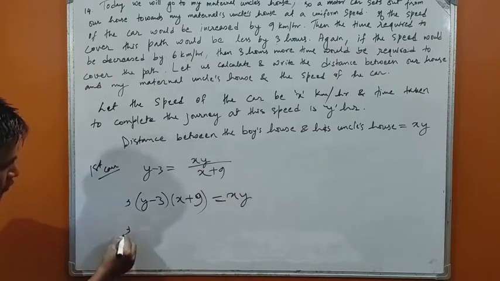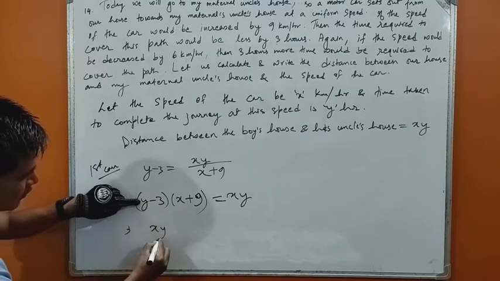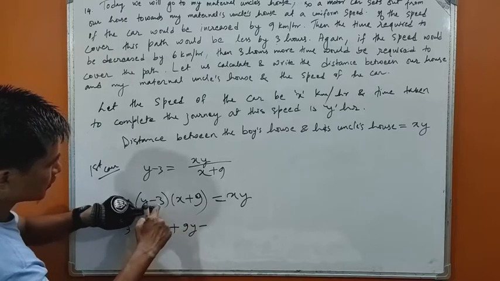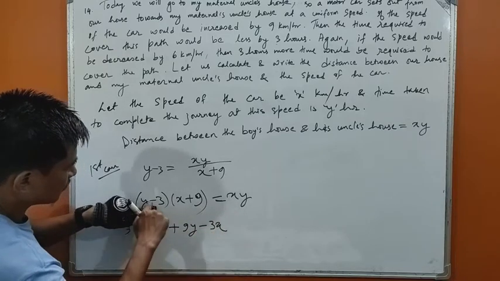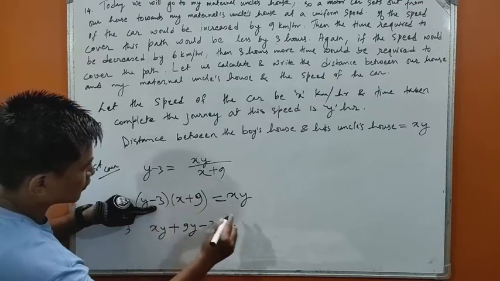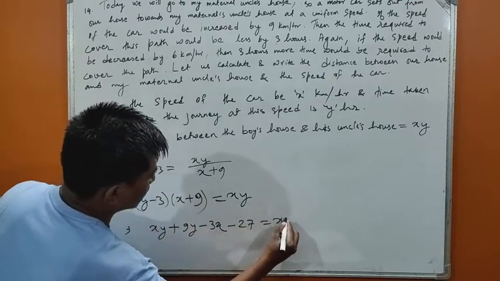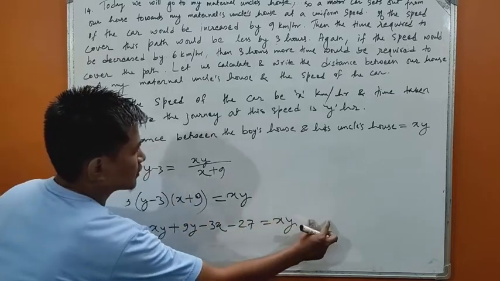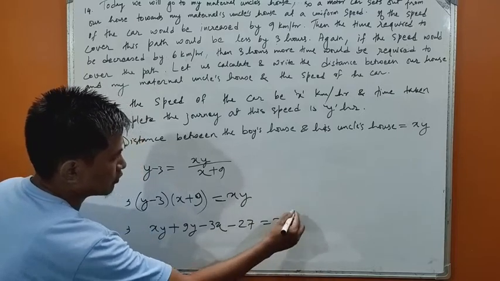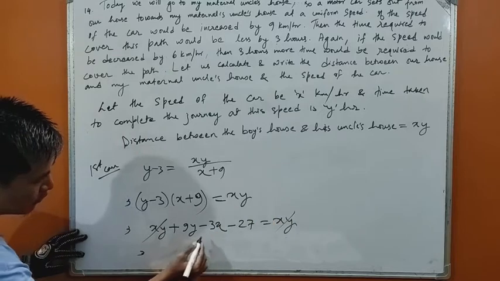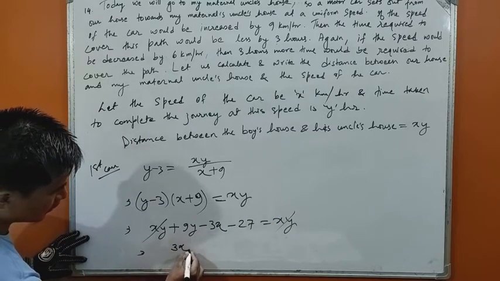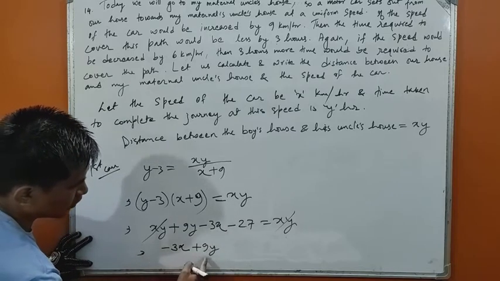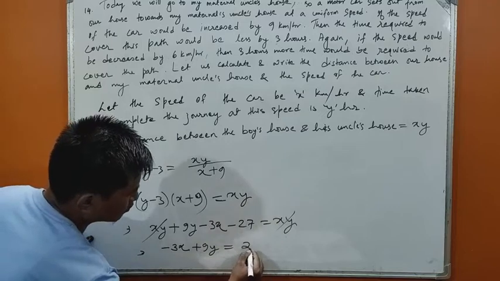Now y into x is xy, plus y into 9 is 9y, minus 3 into x is minus 3x, minus into plus is minus, 3 into 9 is 27, equals xy. This plus xy, if I take it towards the right hand side, becomes minus xy and cancels with this. So we have minus 3x plus 9y equals minus 27, which becomes plus 27.